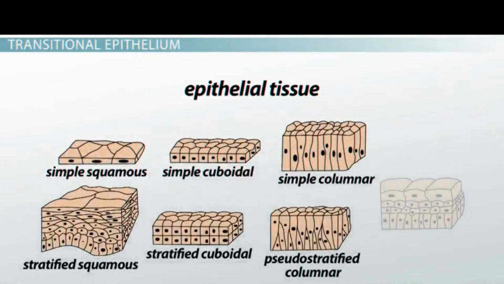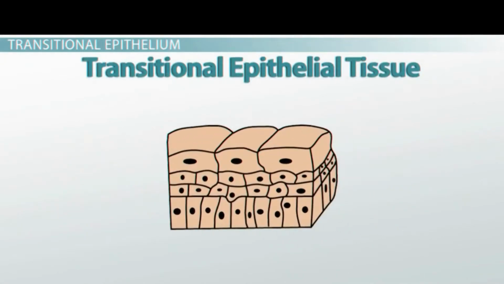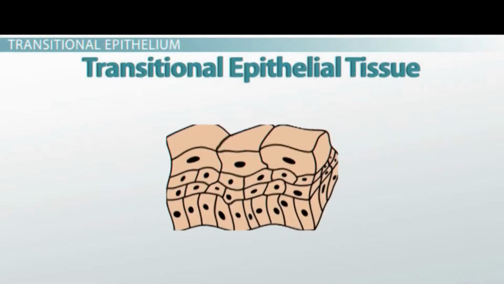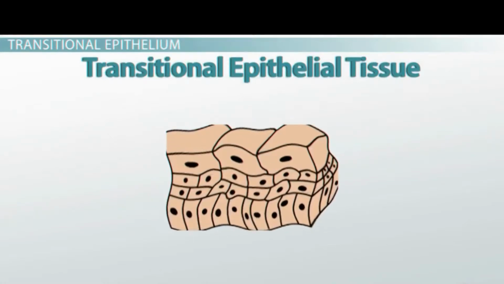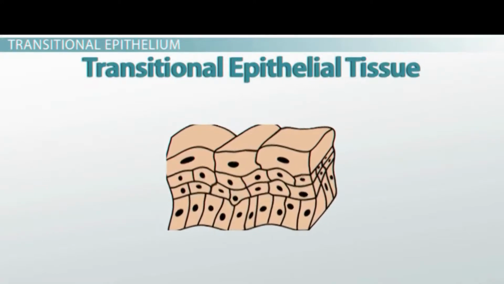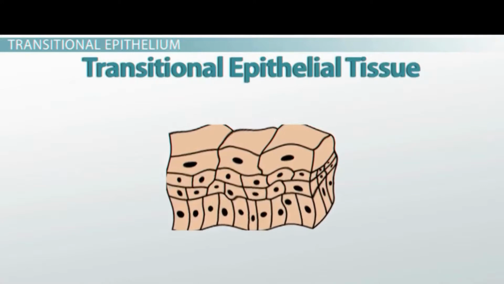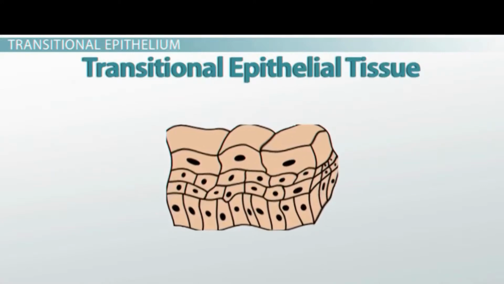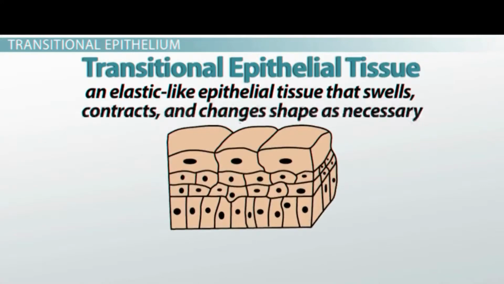The second exception to our cell shapes and arrangements is actually pretty darn cool. It's called transitional epithelial tissue. This tissue is transitional, meaning it doesn't stay the same shape for long, as it transitions from one shape to another as necessary. In simple terms, transitional epithelial tissue is an elastic-like epithelial tissue that swells, contracts, and changes shape as necessary in order to accommodate something.